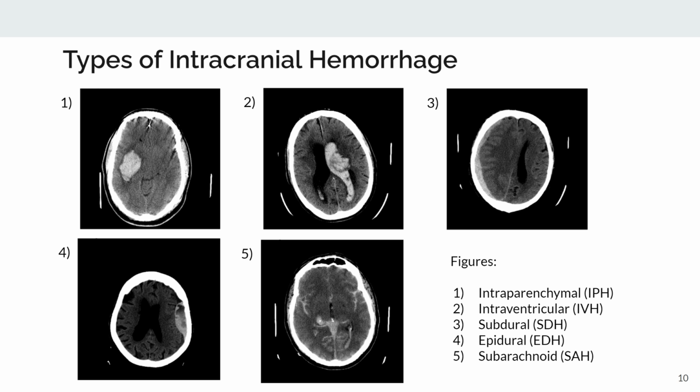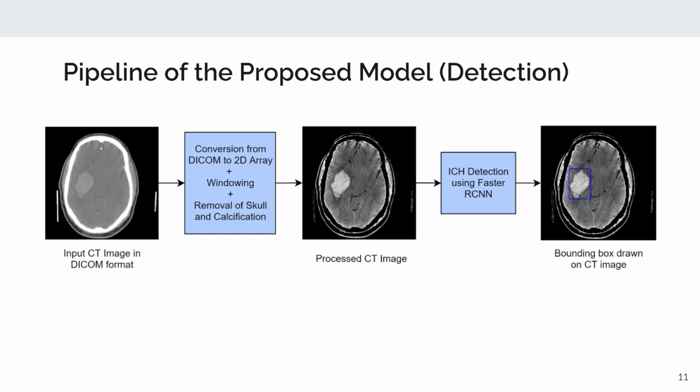So here are the 5 types of hemorrhage. And this is the main pipeline. So in the pipeline, we have first the input CT image in the typical medical format, which is the DICOM format, which is converted to a two-dimensional array. We apply contrast adjustment using windowing, and we remove the skull and calcification pixels to improve accuracy.